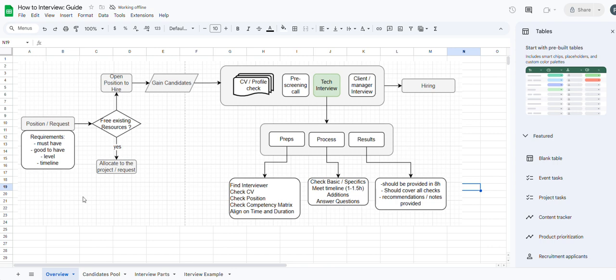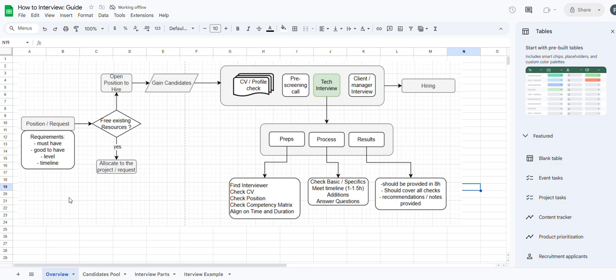First of all, we could have some kind of request which is coming to our board, and we are looking into it. That request usually contains information of what our person should have, what would be good to have, what level is required for the specific position, and what the timeline is.